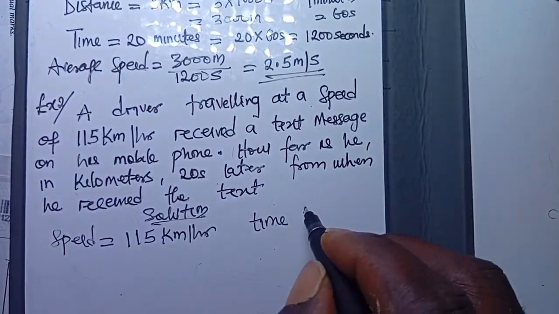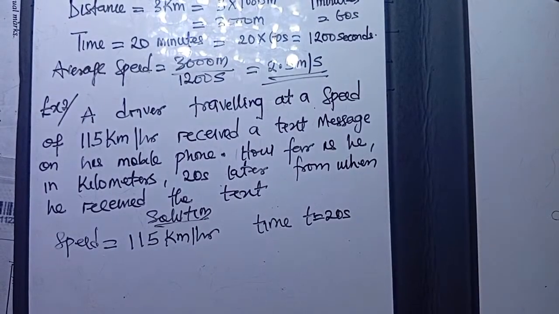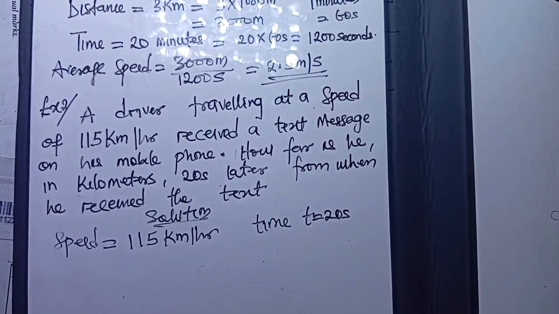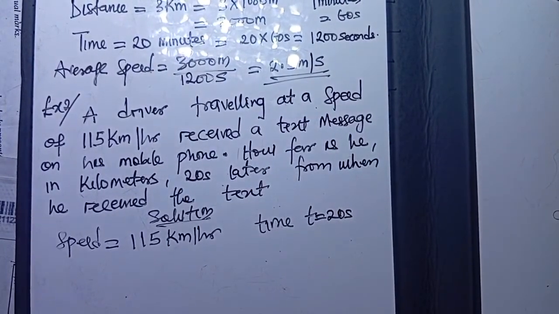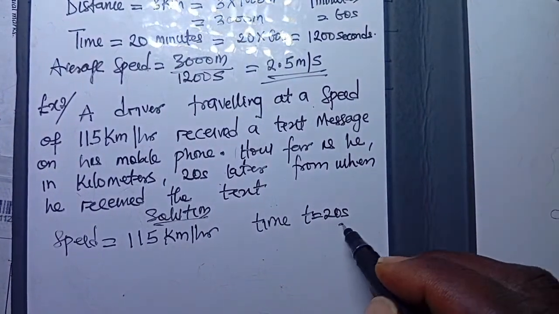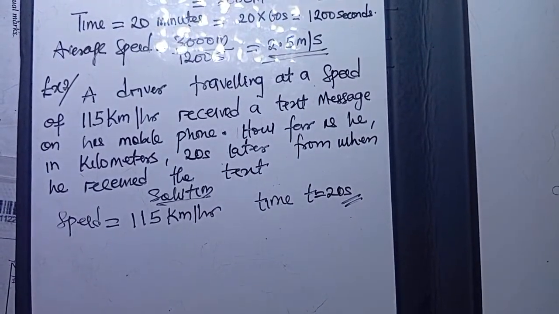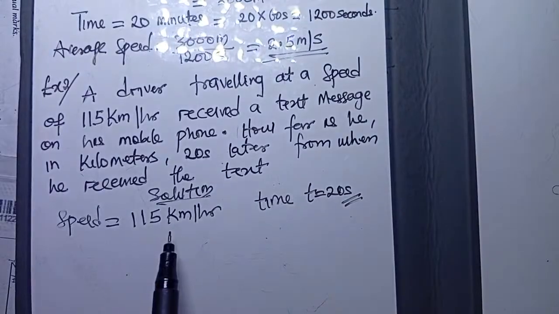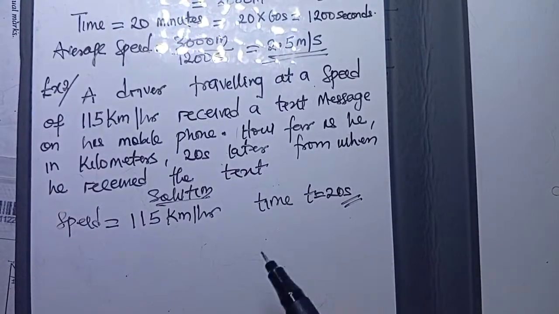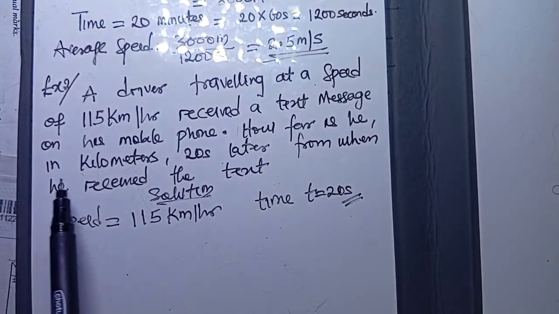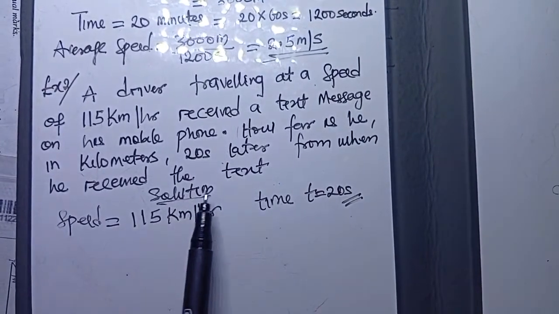Time t is equal to 20 seconds. But remember, the question says our distance must be in kilometers, telling you that you must convert this time to hours, because if you are to get distance in kilometers, the time must also be in hours. Remember the question: how far is he in kilometers 20 seconds later, when he received the text?